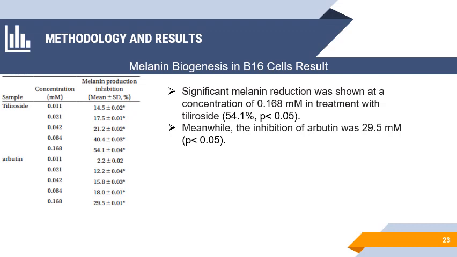This is the melanin biogenesis in B16 cell result. The significant melanin reduction was shown at a concentration of 0.168 millimolar in treatment with Tiliroside, which is 54.1%. Meanwhile, the inhibition of the arbutin was 29.5 millimolar.